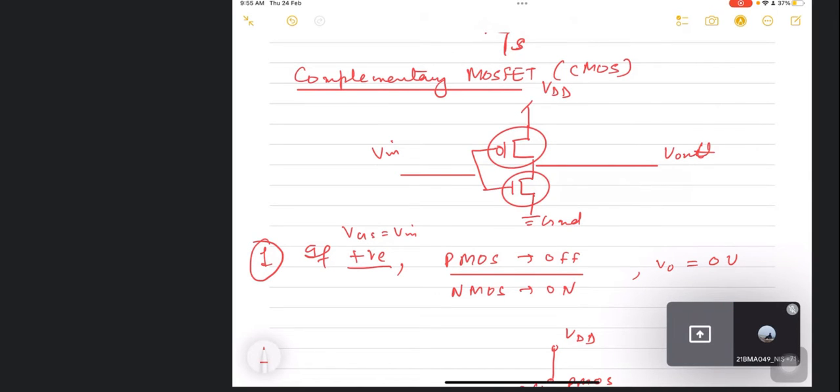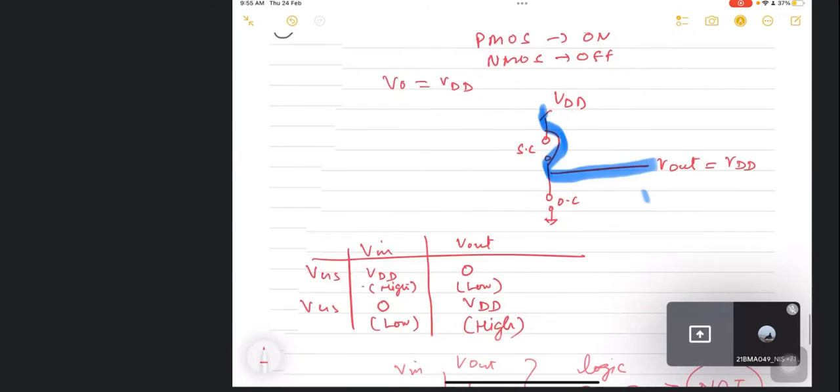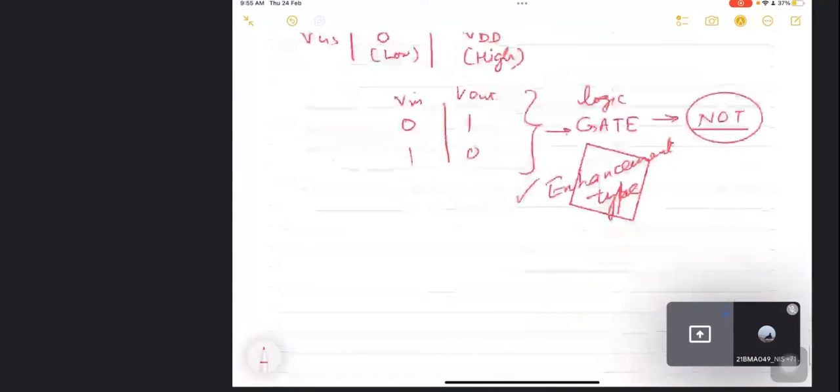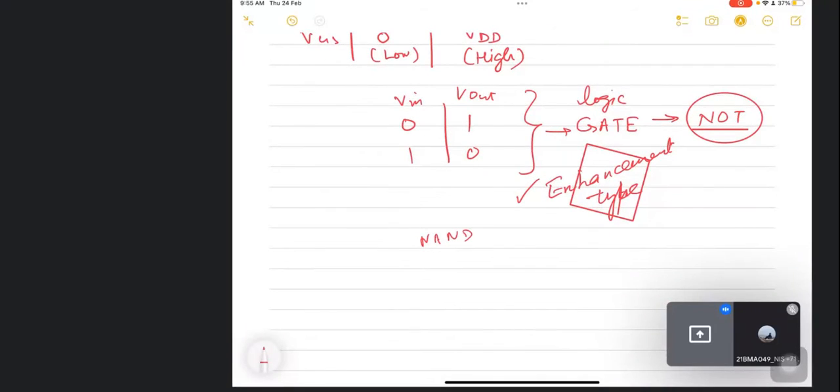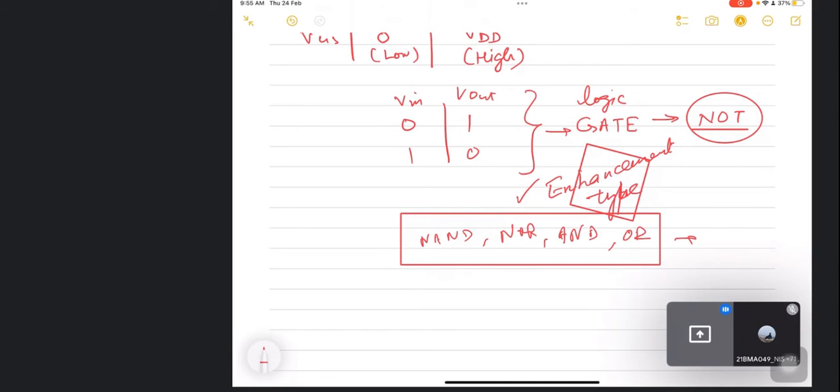Okay? Because one is on, the other one is off. That is the technique which is being used. So this is CMOS, this is NMOS. With this you can make NAND gate, NOR gate, everything. NOR, AND, OR. All the gates you can make with the help of CMOS. Right? So this is about the MOSFET.